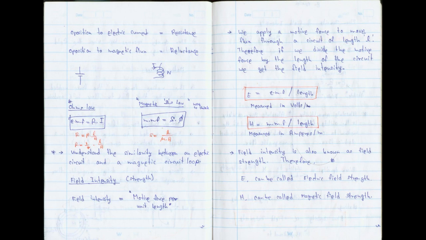Move flux through a circuit of length l. Therefore, if we divide the motive force by the length of the circuit, we get the field intensity.